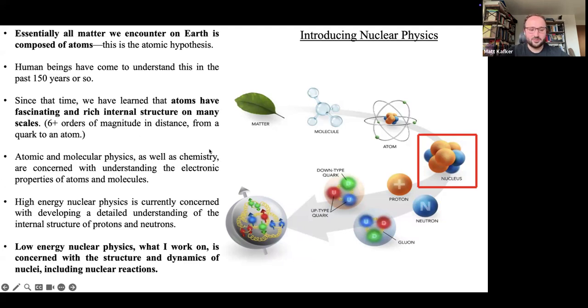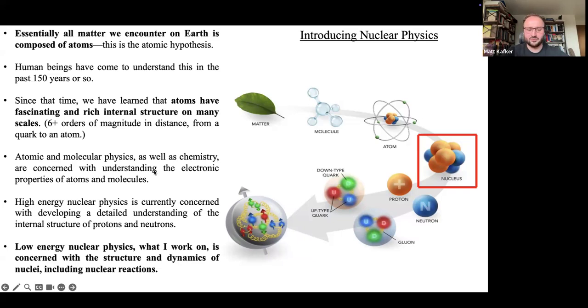So atomic and molecular physics, as well as chemistry, people are thinking about electrons. High energy nuclear physics down here, people are thinking about the internal structure of protons and neutrons. This diagram was made by a high energy nuclear physicist. So you can see that they believe that the most interesting things are going on at this level, because this is the most interesting little picture. I work on low energy nuclear physics, which is what's going on in this red box here, which in this diagram looks boring, but there's a lot of good stuff to discuss. So that's what I'm going to talk about a little bit here.